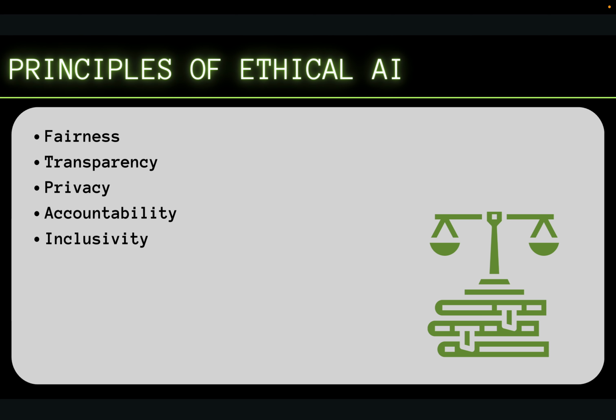So, to have ethical AI, we need to follow these principles. We always want to ensure that the AI system is fair, it's transparent, it has privacy in place, it takes accountability for its actions, and has inclusivity, meaning that it considers everyone in all cases that are using it. By having these five principles, you can ensure that the AI system is useful for everyone and everyone can get the best experience out of it.